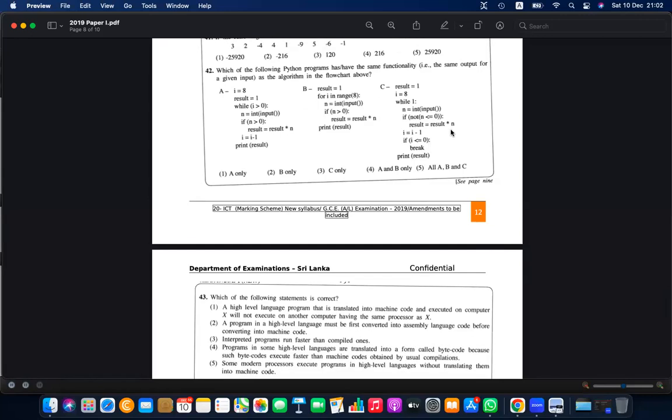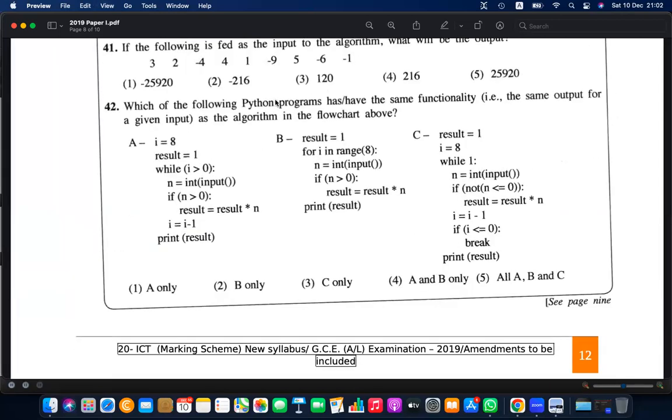Which of the following Python programs has the same functionality, the same output for a given input, as the algorithm in the flowchart above? So they are asking which of the following is giving the output given in the flowchart.